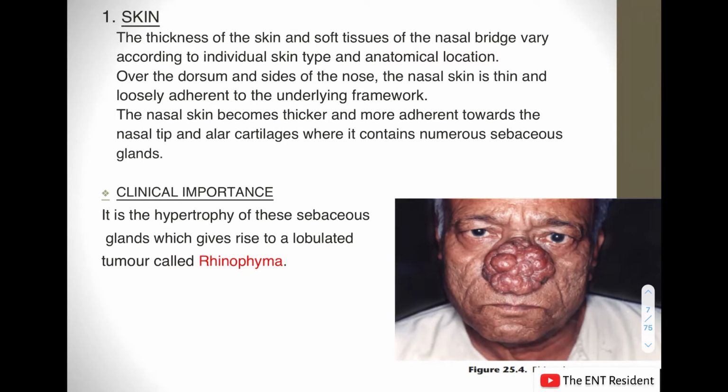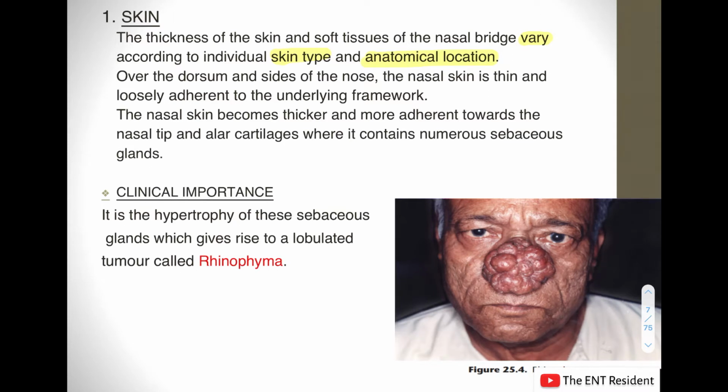The thickness of the skin and the soft tissues of the nasal bridge varies. It is not the same in every individual. And how does it vary? It varies according to the individual skin type and the anatomical location. So every individual has a different skin type, and also according to the region, which is the anatomical location of the nose, the thickness of the skin and soft tissue will be varying.